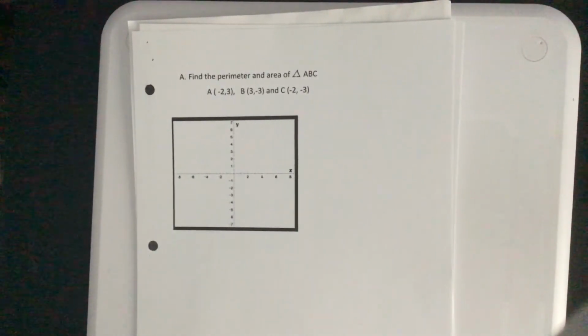All right, so let's talk about how to find the perimeter and area of a polygon in the coordinate plane, okay? So we got this example over here. Find the perimeter and area of a triangle ABC, in which point A is negative 2, 3, point B is 3, negative 3, and point C is negative 2, negative 3. Well, the first thing you should be doing here probably is to plot the points, see what's going on.